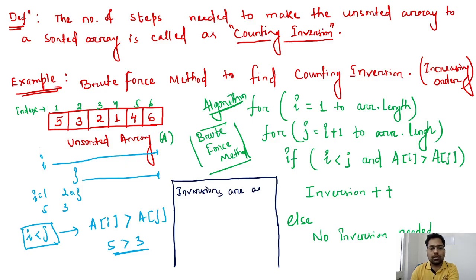Inversions are as follows. Okay, 5 is to 3. When we are at this, now we have to find, there will be change. Now I value is at this side.